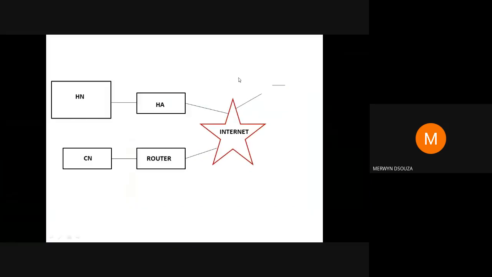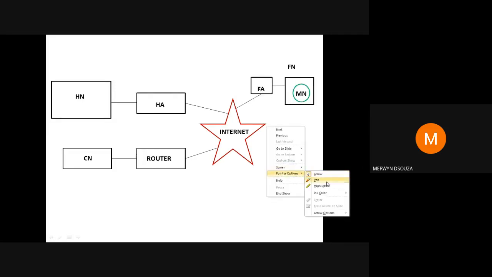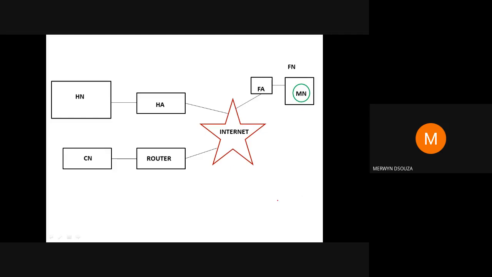Now the MN was here. According to Pranav, he wants to know what will happen if the MN goes from one foreign network to another foreign network. So this is again a foreign network. There is a foreign agent. It has done agent discovery and obtained a new COA. This is a new COA now.